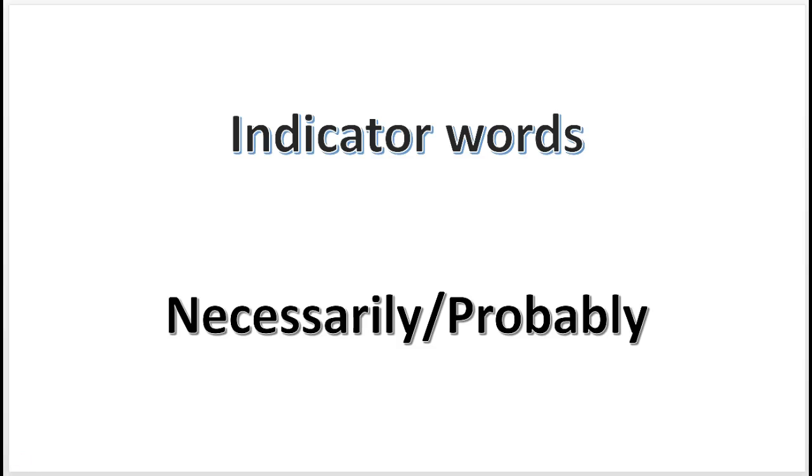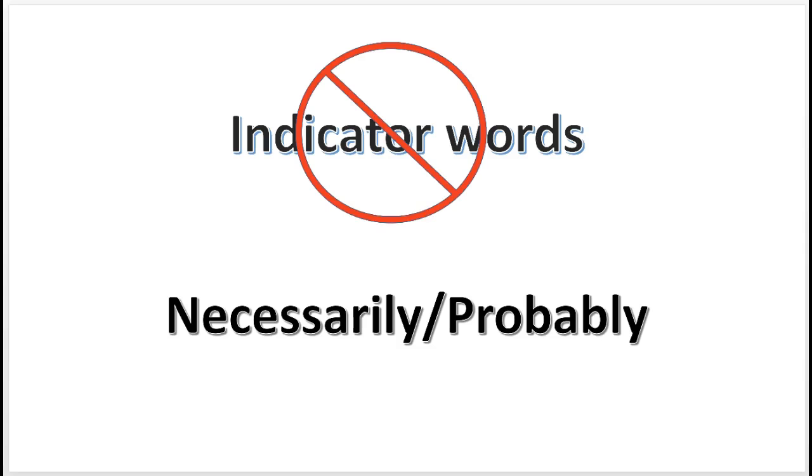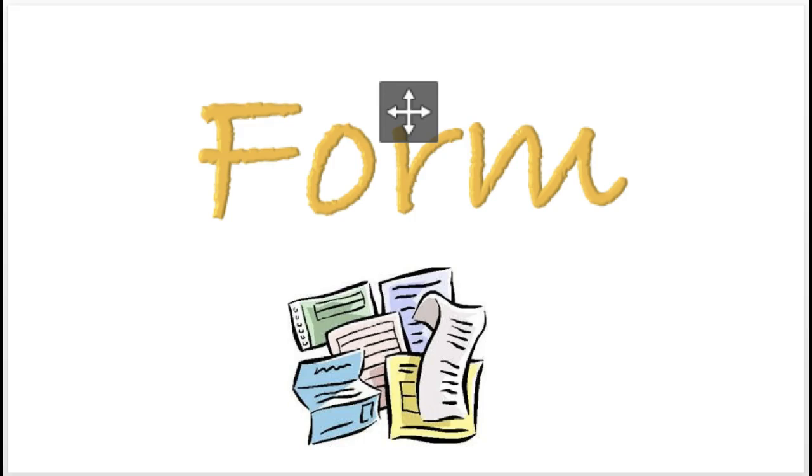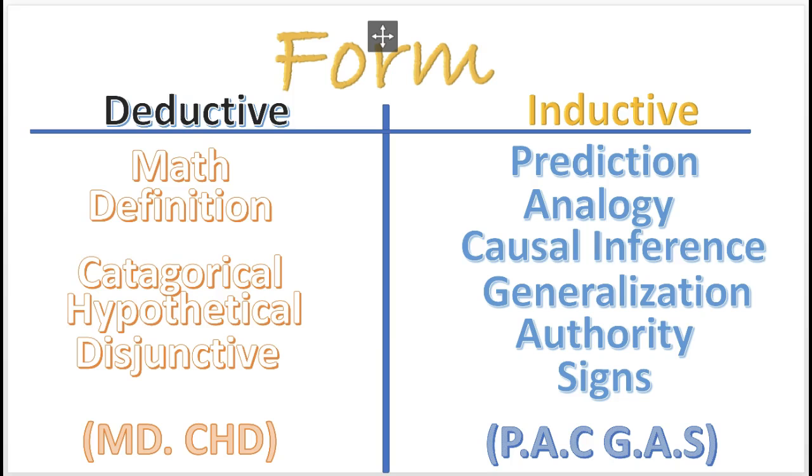Okay, very good on the practice problems. Now for the next step. Some arguments contain neither inductive nor deductive indicator words, or the conclusion does not follow necessarily or probably. So how do you tell if it's a deductive or inductive argument when this is the case? Well, you can tell from the form of the argument, or what style of argument, or what type of argument is it. And here are some different forms of arguments.